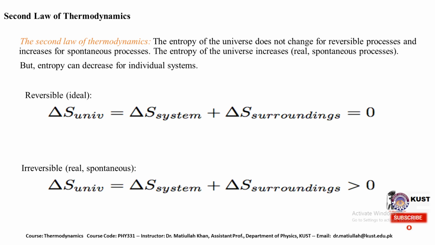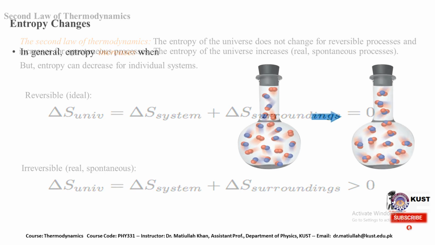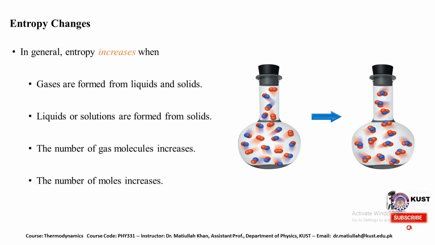But if we consider irreversible processes, just like real and spontaneous processes, del S of the universe is equal to del S of the system plus del S of the surroundings, and it should be greater than 0. So this basically states that the entropy of the universe is increasing and we are losing a useful form of energy. This is the entropy change in a particular system.